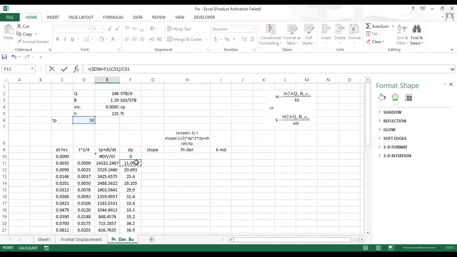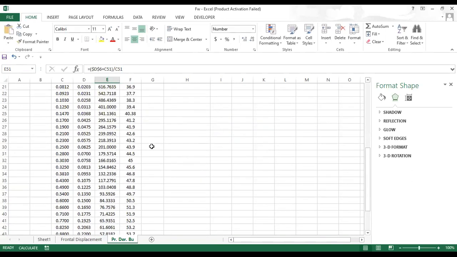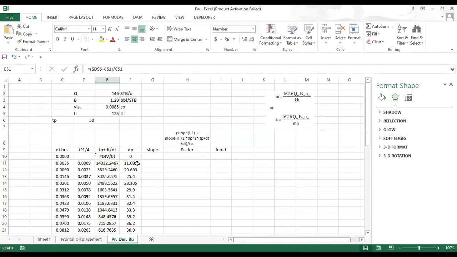Then delta P, this is from reservoir data. So the pressure started to increase, and this is nothing but PWF, observed in the reservoir data. Flow rate, this is the surface flow rate, 146 stock tank barrels per day. The formation volume factor is 1.29 barrels per STB, and viscosity was observed to be 0.0085 centipoise. And the thickness of the reservoir was 125 feet.